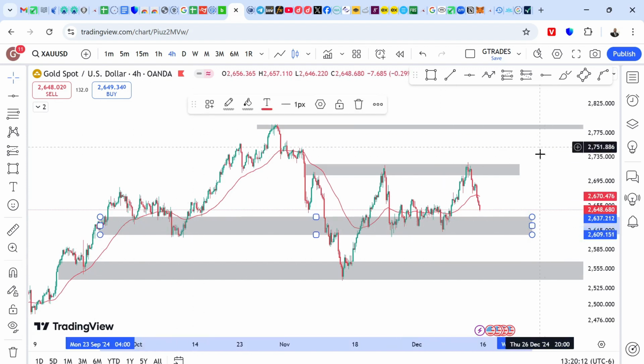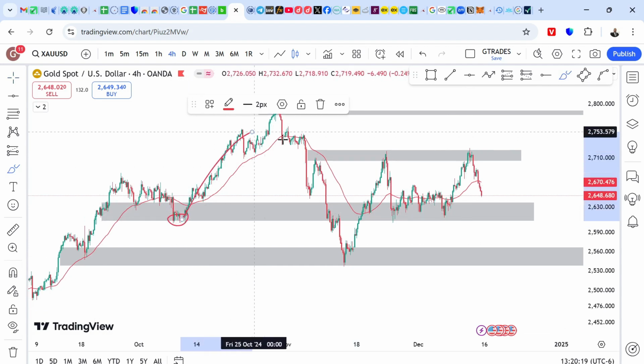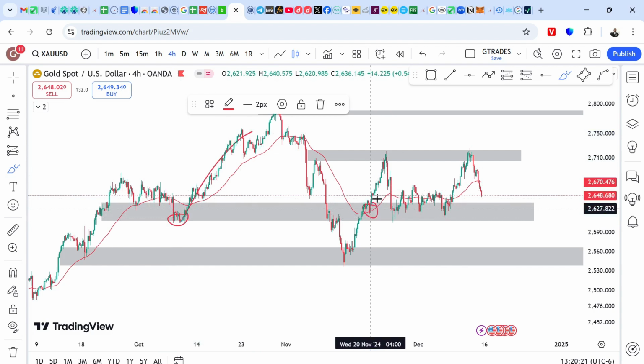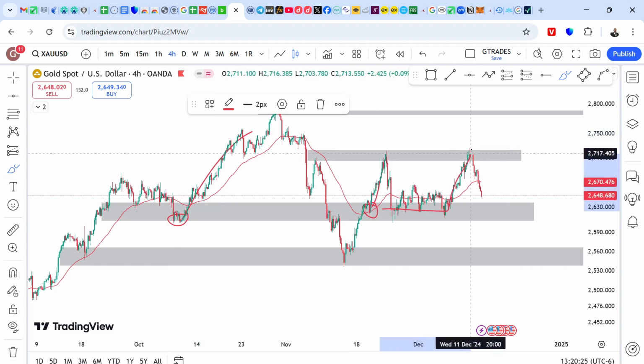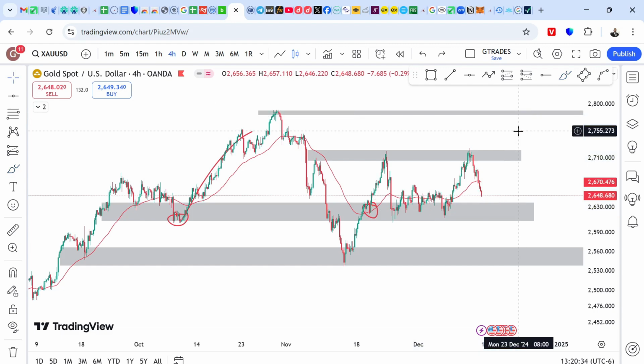You can see for every time price gets into this level, we have a corresponding push to the upside, right? You can see, and now price is back here, right? Now price is coming down here, and we're expecting this move to go upside and perhaps break this and go to this high. That is what I'm expecting this week.